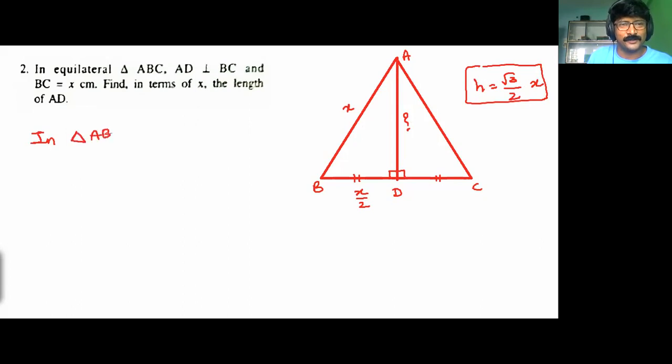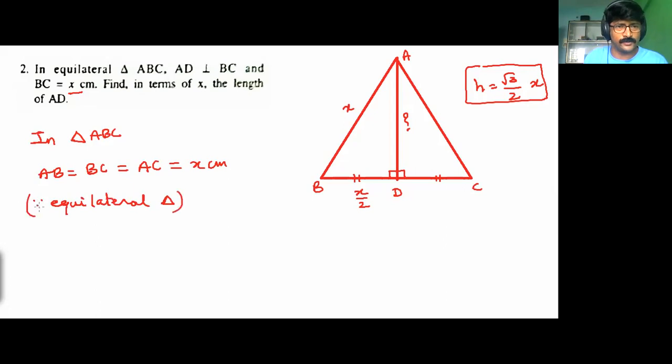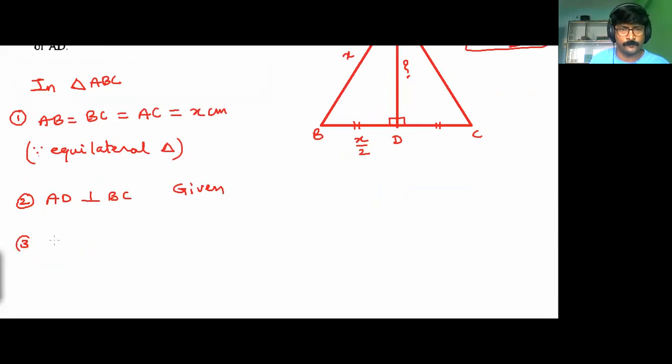In triangle ABC, AB is equal to BC is equal to AC is equal to x centimeter, or x meter, you can say. X centimeter is mentioned, so I just wrote it, because it's an equilateral triangle, isn't it? And since it is an equilateral triangle, you can write the reason over here also, but I do not have space, so I just wrote it below. Then we can say that AD is perpendicular to BC. Second, AD is perpendicular to BC, given. Therefore, we can say, third statement, BD is equal to CD is equal to BC upon 2, which is x upon 2.